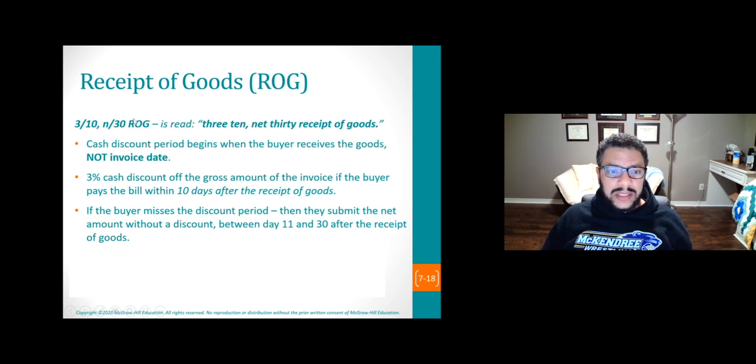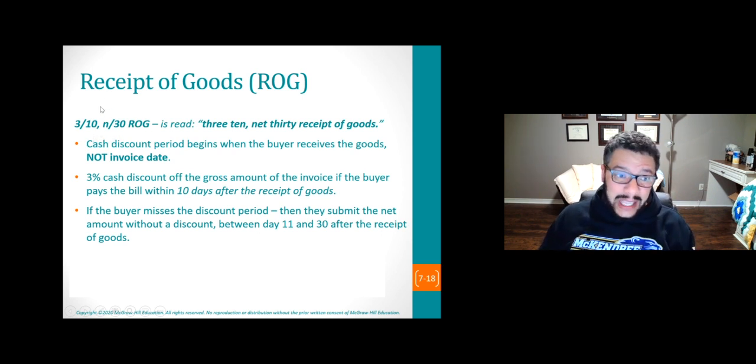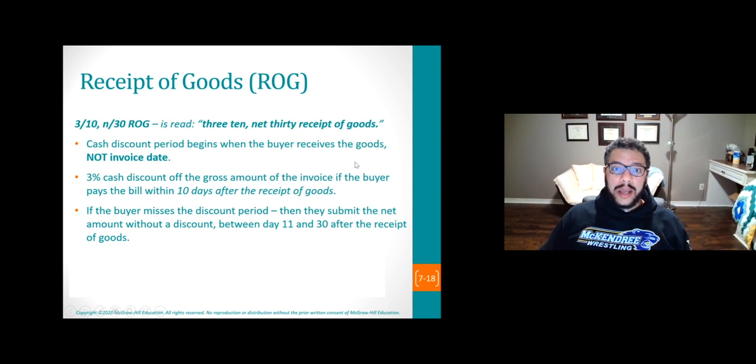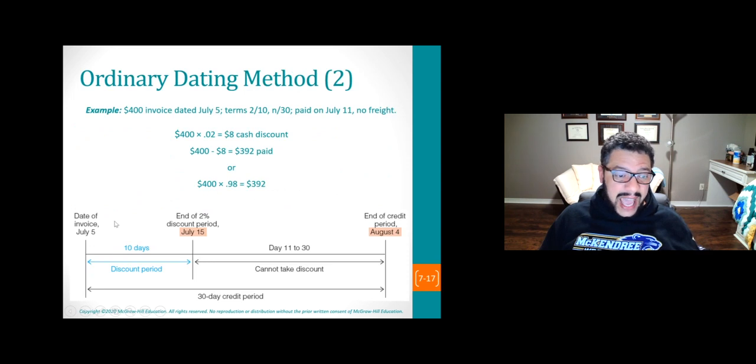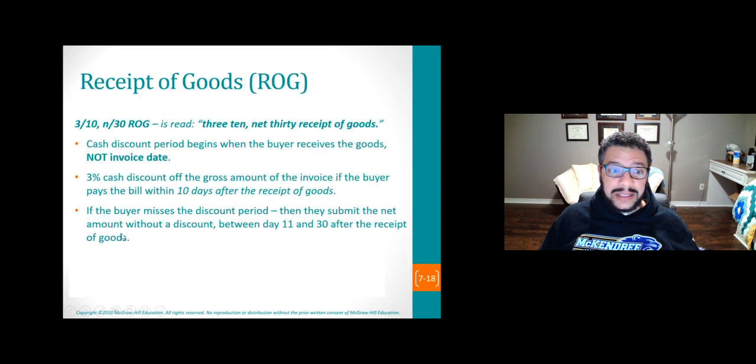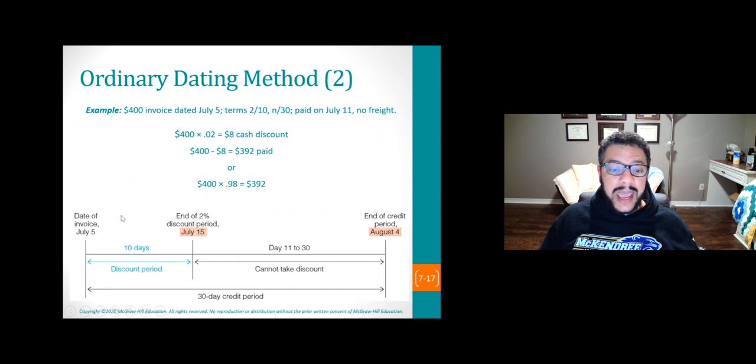And what does this ROG really mean? Well, it means that the first day that we start counting for all of this is the day that the goods are actually received, not the invoice date. It's the date that the goods are received, right? So you get a cash discount when the buyer receives the goods, not the invoice date, right? So if we go back, it's not this date. It's going to be some date after this. It doesn't matter what the invoice date is. It matters when it was received.